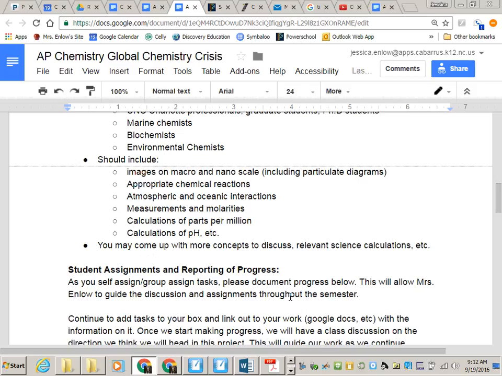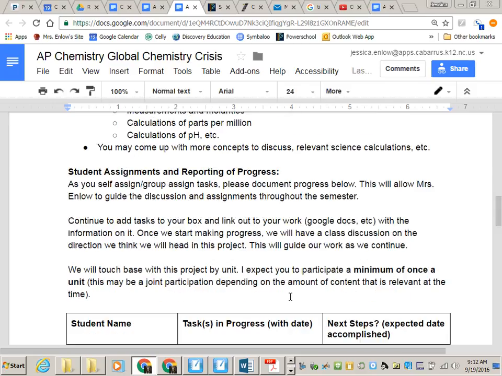Minimum, some images: nanoscale, macroscale, chemical equations, atmospheric and oceanic interactions, measurements with molarities. I'm talking about molarities today. Calculations in parts per million. I might get to talk about that today. Calculations with pH, that's later in this unit. So some of the stuff is really relevant now, and it's going to be much more relevant later. And of course, as you find out more things that you'd like to include, we can do that.